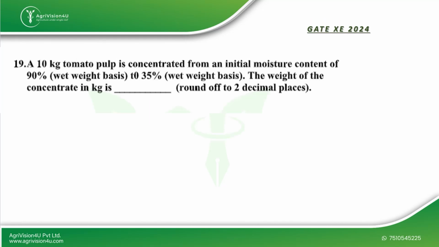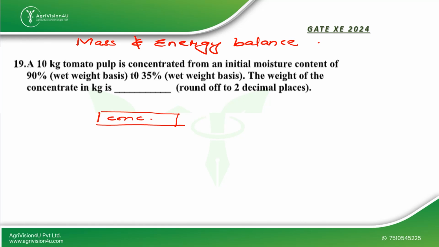So question number 19. A 10 kg tomato pulp is concentrated from an initial moisture content of 90% to 35% wet basis. The weight of the concentrate in kg is? Okay, you have to write. This is from mass and energy balance. First of all, let's draw the diagram. So this is my concentrate, and we are giving the feed from here.